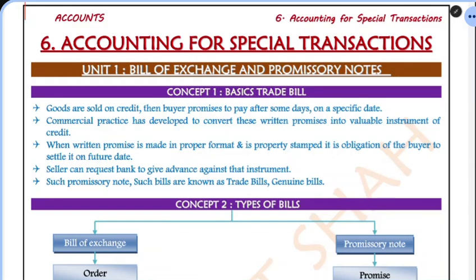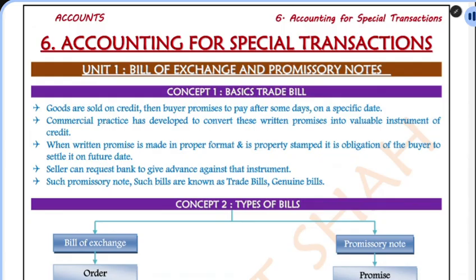Okay, so let's begin with today's topic, that is accounting for special transactions. Actually, earlier it was accounting for special transactions, but now it is not. They have directly given it as accounting for bills of exchange and promissory notes. So our topic today will revolve around bills of exchange and promissory notes.